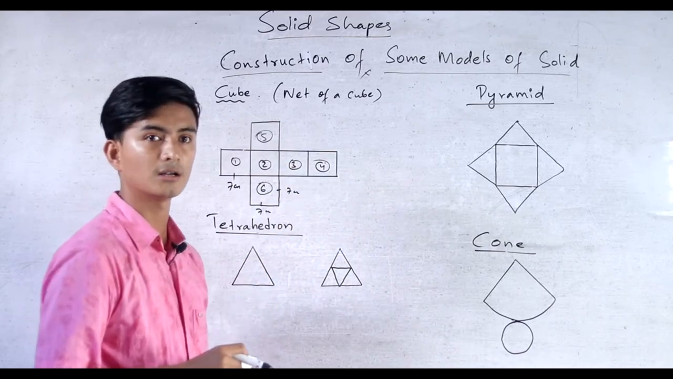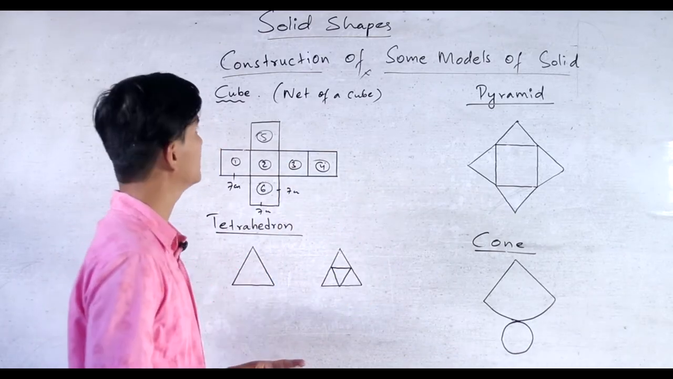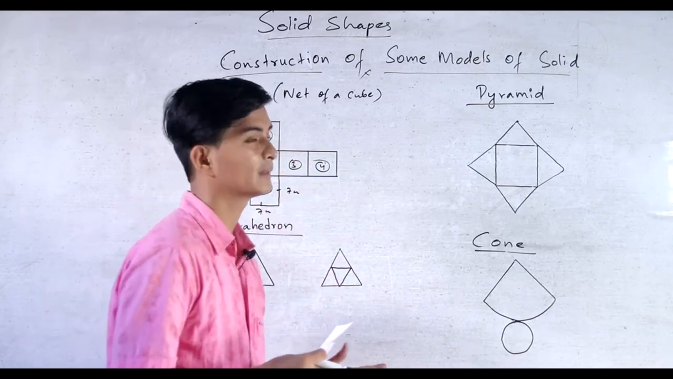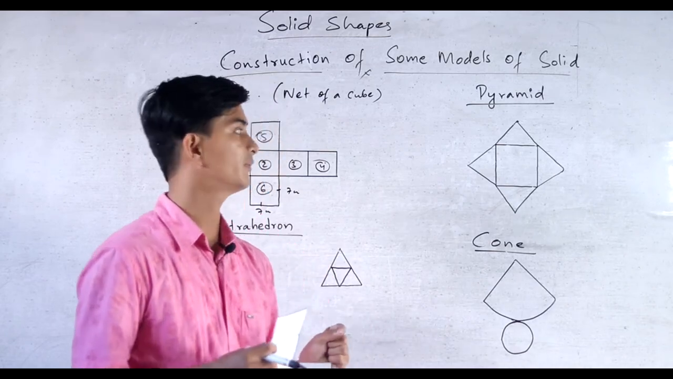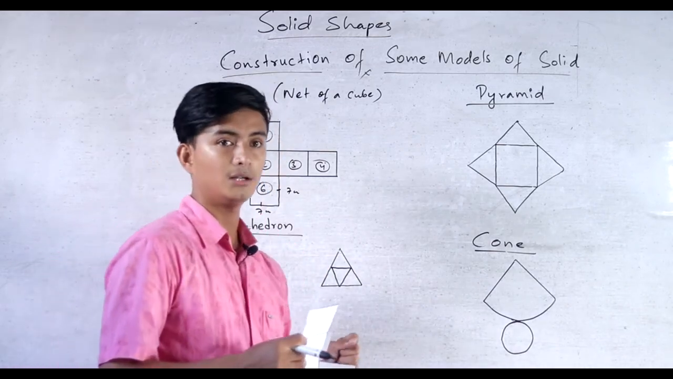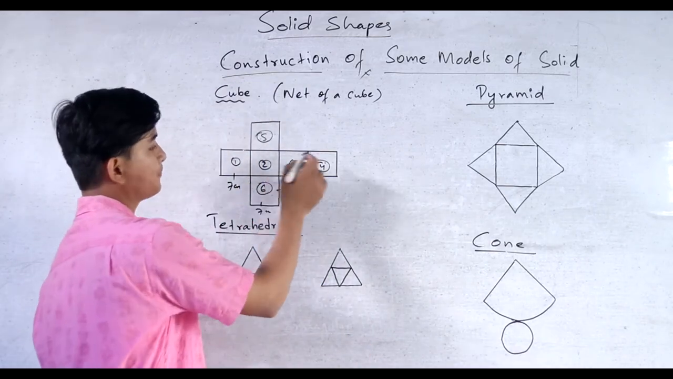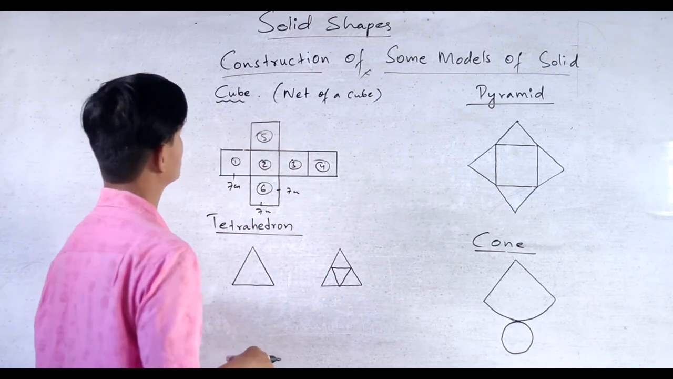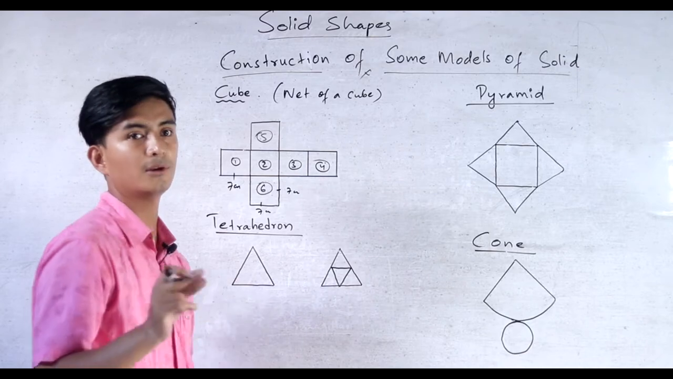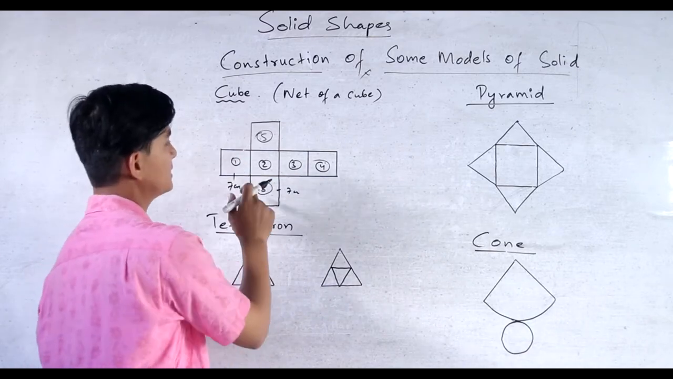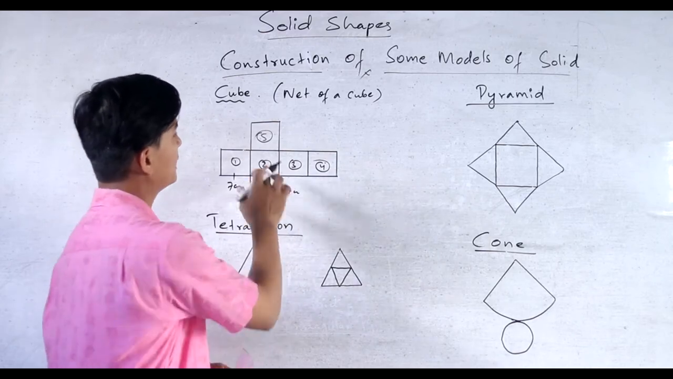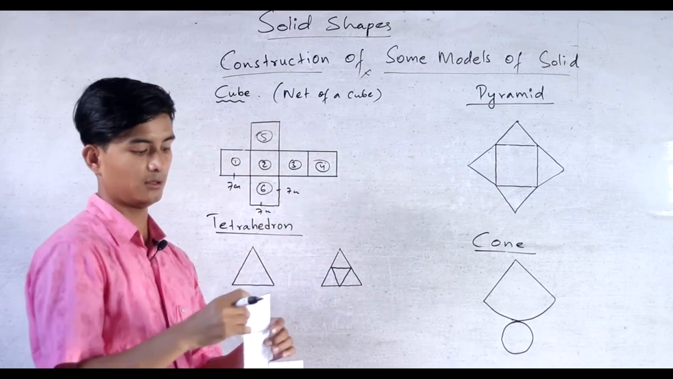1, 2, 3, 4, 5, 6. There are 6 surfaces. Earlier I told you about the cuboid. For a cuboid and a cube, everything is the same, the sides are the same, so the edges, surface area, and surfaces will also be equal. Earlier, I showed you the cuboid and the number of faces of the cuboid. You can see here how many faces: 1, 2, 3, 4, 5, 6. These are called the faces of the cube.